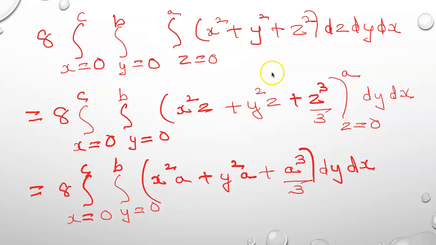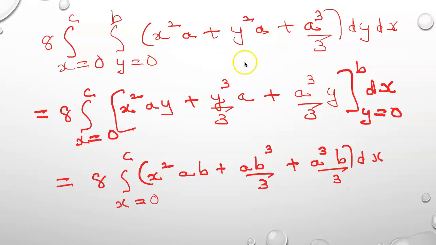Integrating this with respect to z, you get 8 times integral x equal to 0 to c, y equal to 0 to b, x squared z plus y squared z plus z cubed by 3, within the limit z equal to 0 to a. That is 8 times integral x equal to 0 to c, y equal to 0 to b, substitute for z, so I get x squared a plus y squared a plus a cubed by 3, dy dx. This is what we had stopped at.